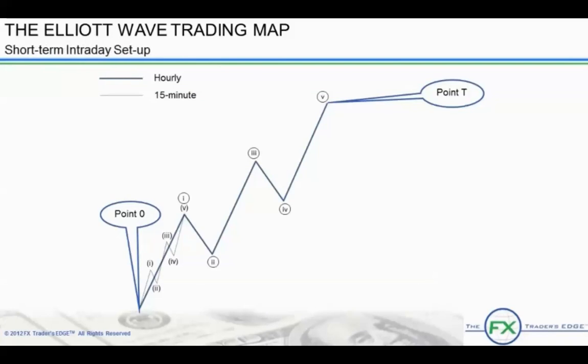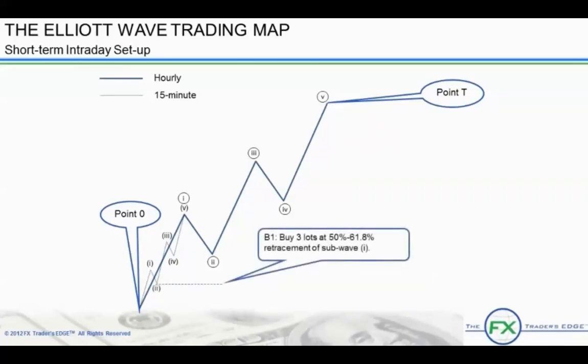To put this into context, we will be looking at the short-term intraday setup. These concepts are applied to the medium-term and longer-term setups as well, given the fractal nature of markets. The first trade, the Wave 1 circle trade, is to buy 3 lots when subwave 2 corrects 50 to 61.8% of subwave 1. The stop loss is below point zero, which is the beginning of Wave 1 circled.